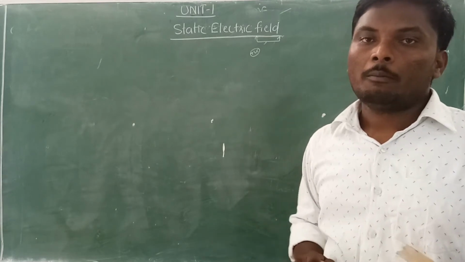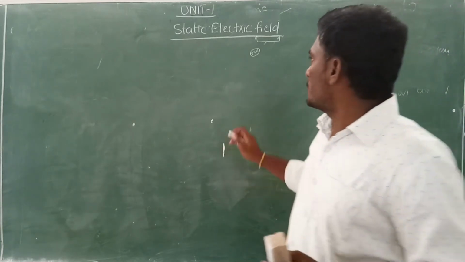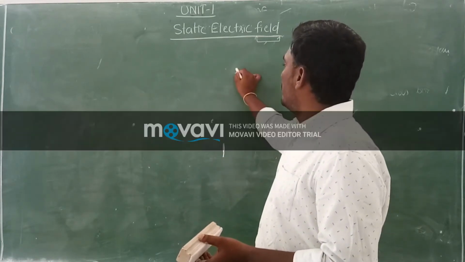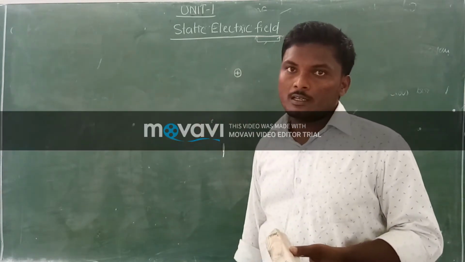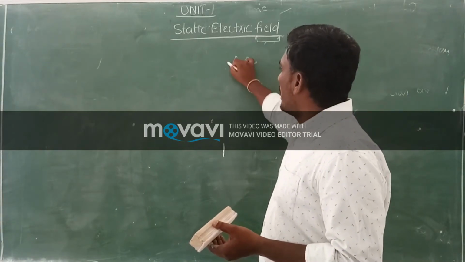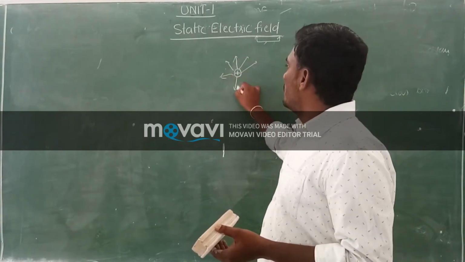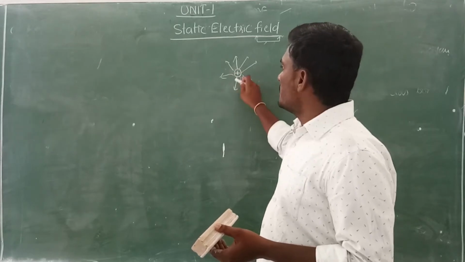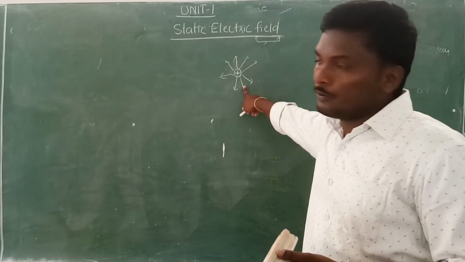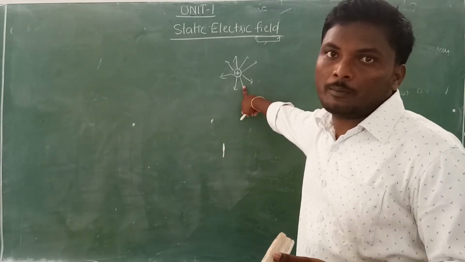It is called a magnetic field. Now suppose you take a positive electrical charge here. What will happen? It produces electric field lines around it. Now see, as this charge is at rest, it is not moving, it is not varying with respect to time.